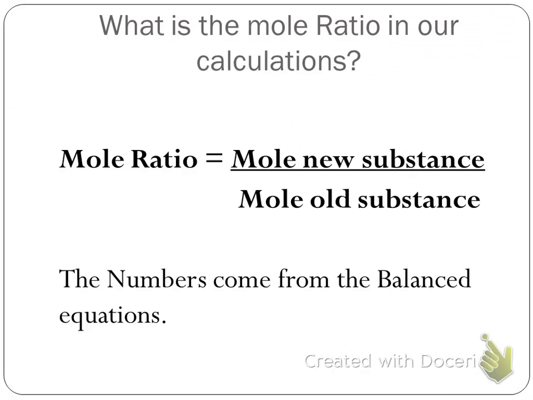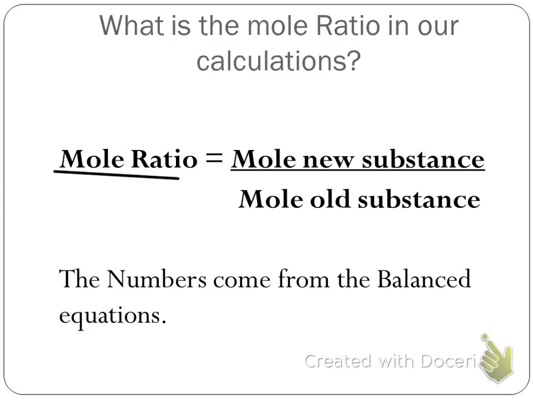Now, speaking of mole ratio, this is going to be what we're going to use a lot. A mole ratio is going to be the moles of our new substance divided by the moles of our old substance. And this is always going to be right there in the middle of your calculation. If we're doing stoichiometric calculations, you have to have your mole ratio involved.